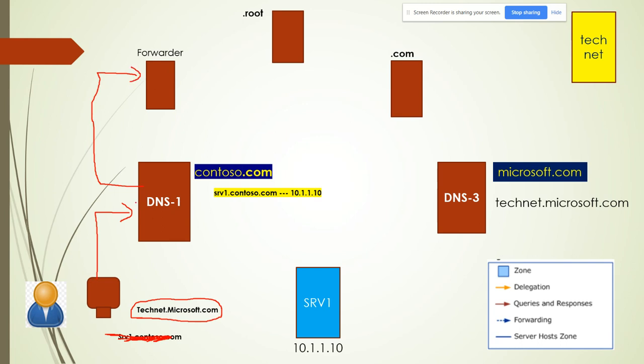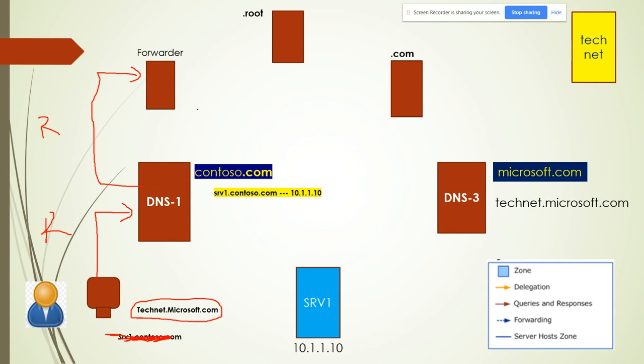Now, once it sends the request to the forwarder, this query from client to DNS is known as recursive, and from DNS to forwarder is also known as recursive. Now the forwarder DNS looks at the query. What is your query? It says technet.microsoft.com. This DNS server says, okay, technet.microsoft.com, I do not have any such information, but I can help you find the technet.microsoft.com record. So what will this DNS server do?